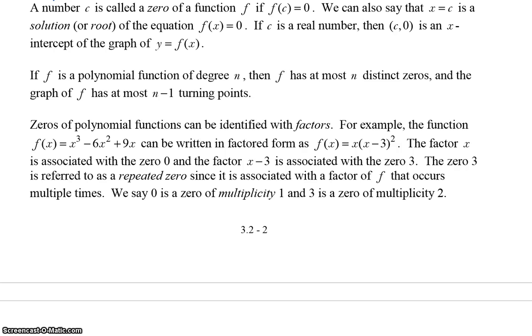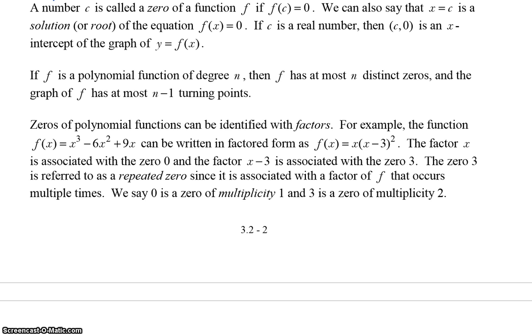Let's say we have a fourth degree polynomial function. A fourth degree polynomial function can have a maximum of 4 distinct zeros. It may have fewer zeros than 4 if we're counting distinct zeros, but it can have no more than 4 distinct zeros. Also, its graph, the number of turning points on the graph is limited by the degree as well.